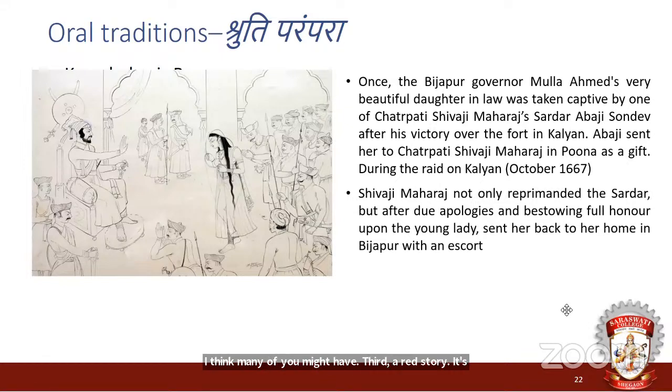It's about the Sultan of Bijapur, Mulla Ahmad, the governor of Bijapur. He had a very beautiful daughter-in-law, sorry. He was at war with Shivaji Maharaj's Sardar, Abaji Sonde. Abaji Sonde defeated Mulla Ahmad in the Kalyan war in October 1667. It's known history, right? He captured Kalyan Fort as well as the daughter-in-law of Mulla Ahmad, and presented her to Shivaji Maharaj as a gift. It was a war, and the daughter-in-law was held captive during the war.